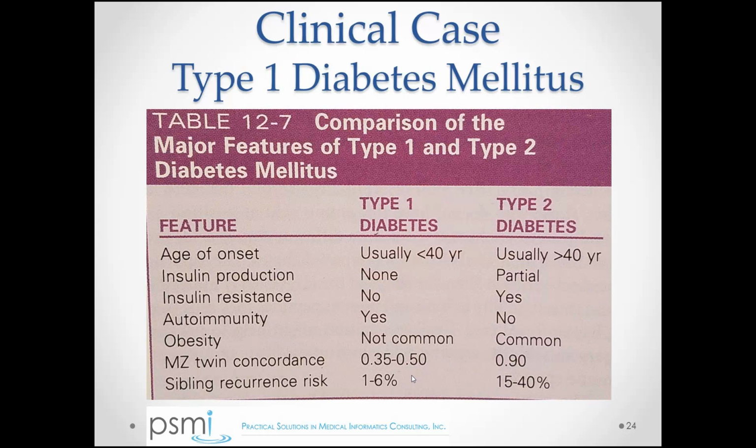The other thing you'll see in diabetes is the monozygotic twin concordance is higher than what you'd expect if this were not a genetic disease. So in type 1 diabetes, if one child has diabetes, the risk of the other child having type 1 diabetes is 1 to 6%. And if one member of a monozygotic twin pair has diabetes, then the risk of the other twin getting type 1 diabetes is 35 to 50%.